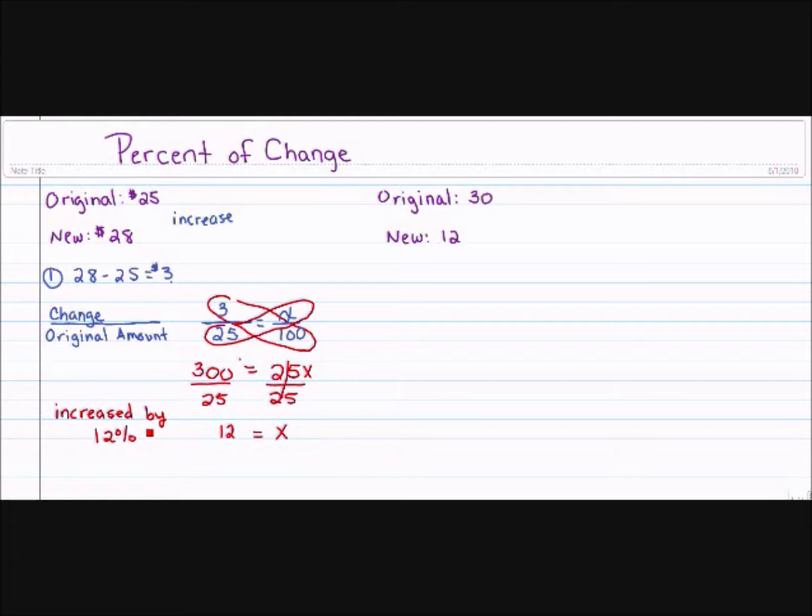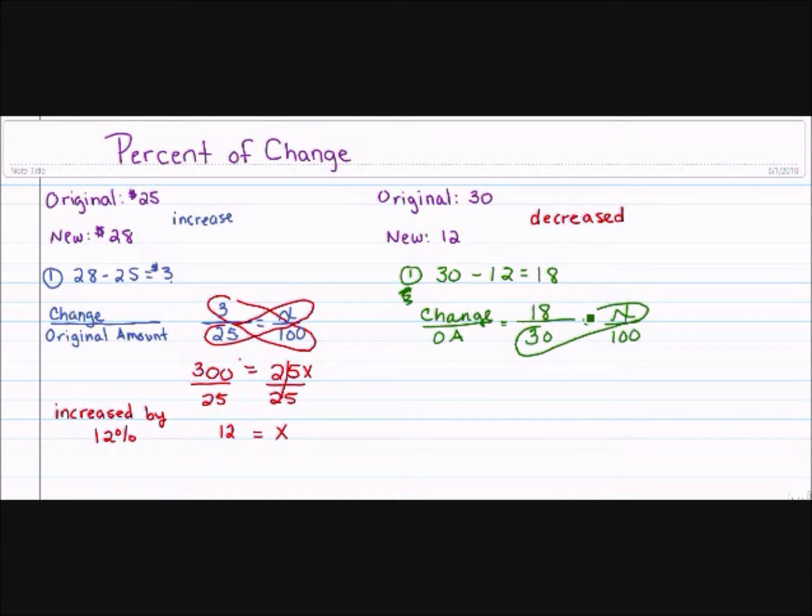Let's do another one. Here we have the original amount as 30 and our new amount is 12. Since the amount went down, it's a decrease. Don't forget step 1. Find out how much the change was. 30 minus 12 is 18. We take the change over the original amount. It changed by 18. The original amount was 30, and we set it equal to x over 100.